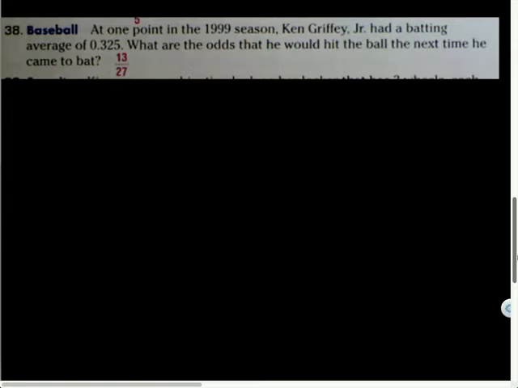Ken Griffey Jr. Man, I wish I pulled up a picture of what his baseball card looked like. At one point in the 1999 season, this book is so old, but it's fine because the math we're learning is hundreds, if not thousands of years old anyway, so we're cool. Man, I was probably playing Pokemon Blue back in 1999. So he had a batting average of .325. What are the odds that he would hit the ball the next time he came to bat?